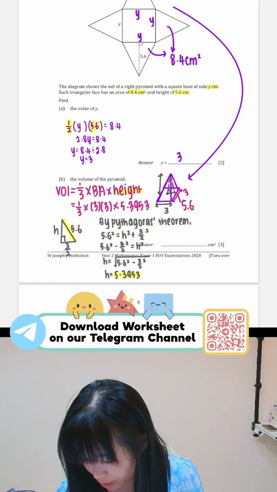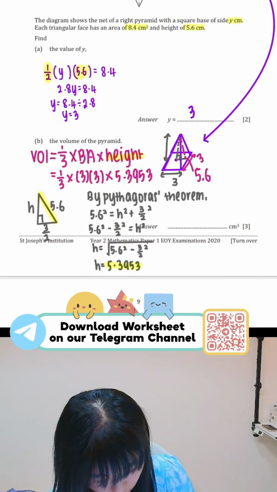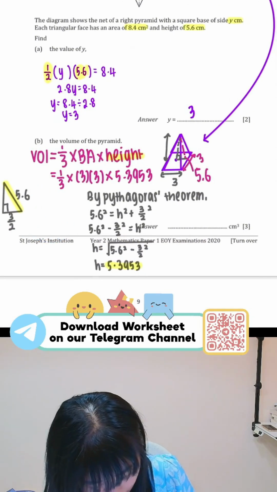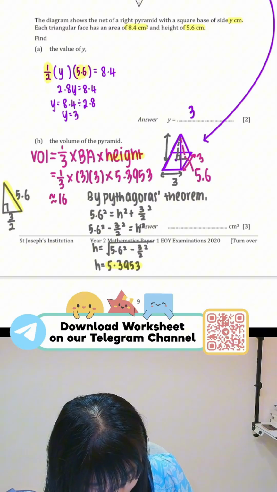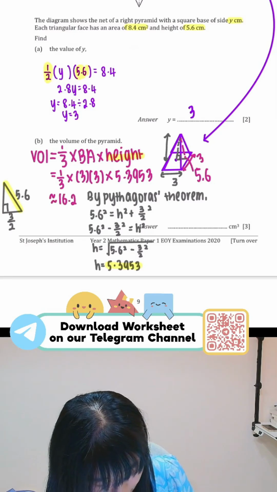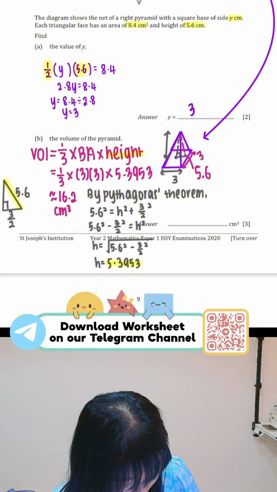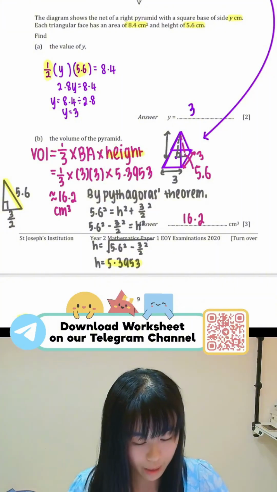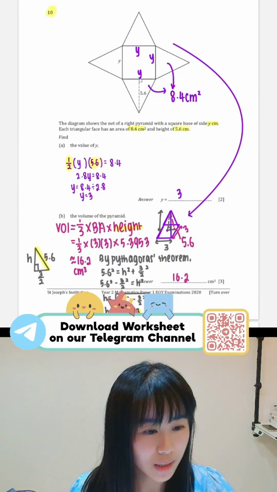Times 5.3953. And then you are going to have 16.2. And here is in cm, so it's cm cubed, 3 SF. So that's your answer. Any questions so far? Everyone?